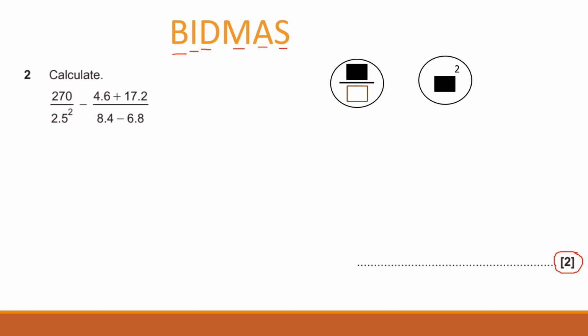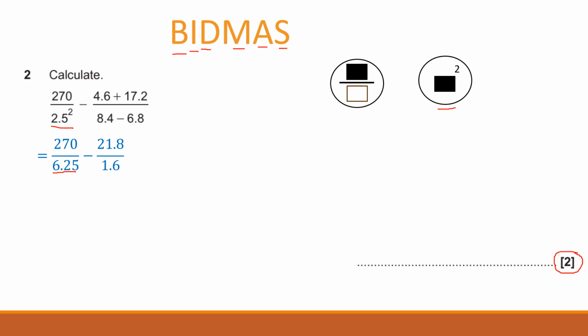So in BIDMAS, the indice must come first. So we need to work out that first section. Now I can show you that we've got 270 divided by 6.25. The 6.25 comes from this 2.5 squared. So using the squared button on your calculator, as I've just shown you here on the right hand side, gives me that 6.25.